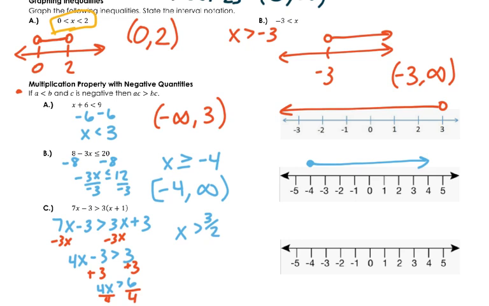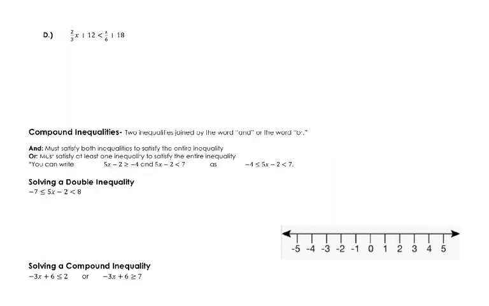Graph it. 3 over 2 is equivalent to 1.5. Open on 1.5 and shaded to the right because I'm looking for all values greater than. So that would be open on my boundary point all the way up until infinity. Feel welcome to try this one on your own.